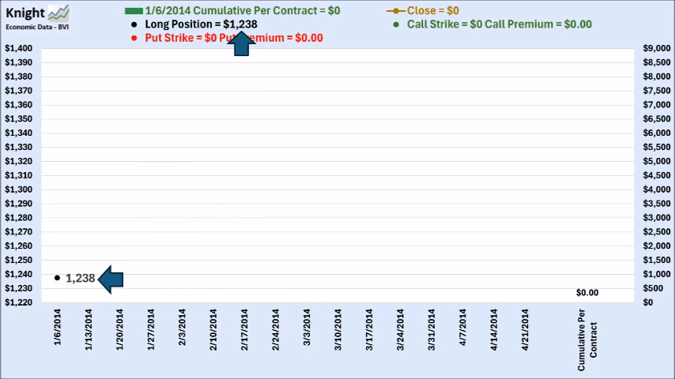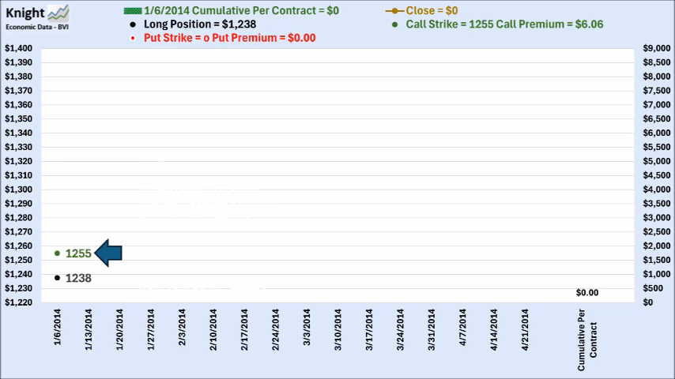Here's how a collar works. In this example, we're long one 100-ounce contract of gold at $1,238 per ounce. Contract value, $123,800. At the time this trade was established, the exchange margin requirement to control this position was $6,420. Against our 1238 long, we're going to write a 1-week call at $1,255. On this 1-week call, we're going to collect an average of $6.06 per ounce, or $606 per contract.